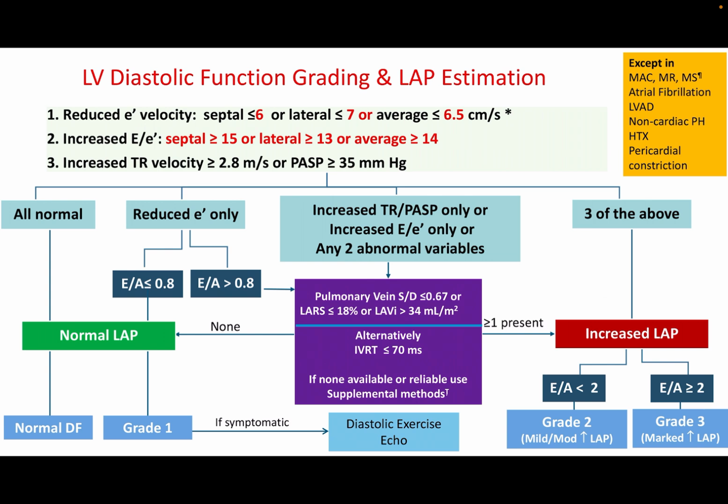2025 algorithm visual: the full diagram shown in the guidelines. This is a full visual representation of the 2025 left atrial pressure estimation algorithm. Take a moment to orient the audience. Take a moment to orient yourself. E prime reduced is the most common entry point. Then all parameters normal means normal left atrial pressure, and then there is the indeterminate pathway.